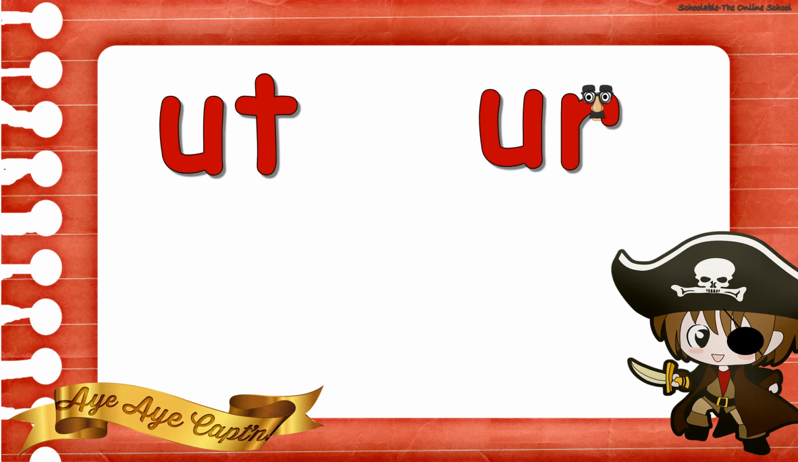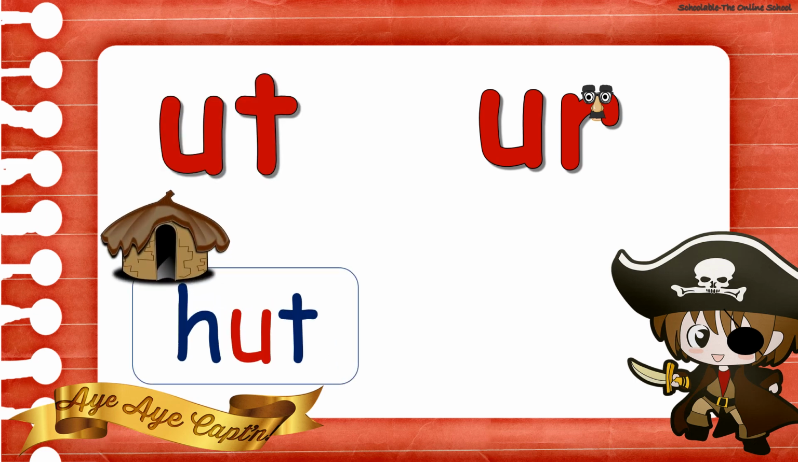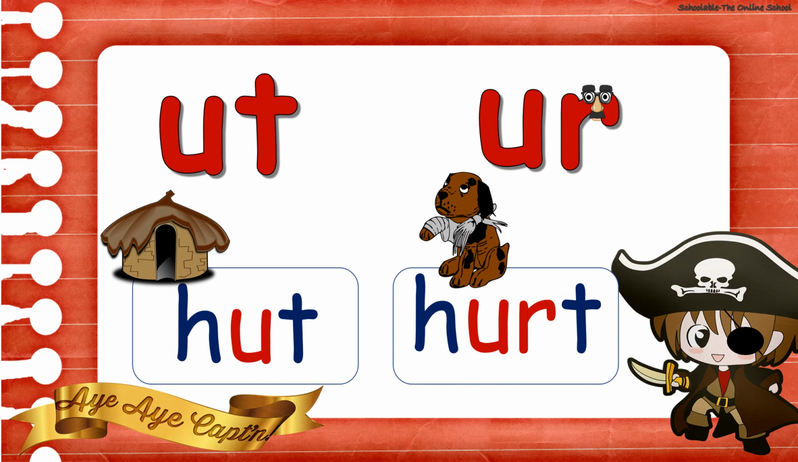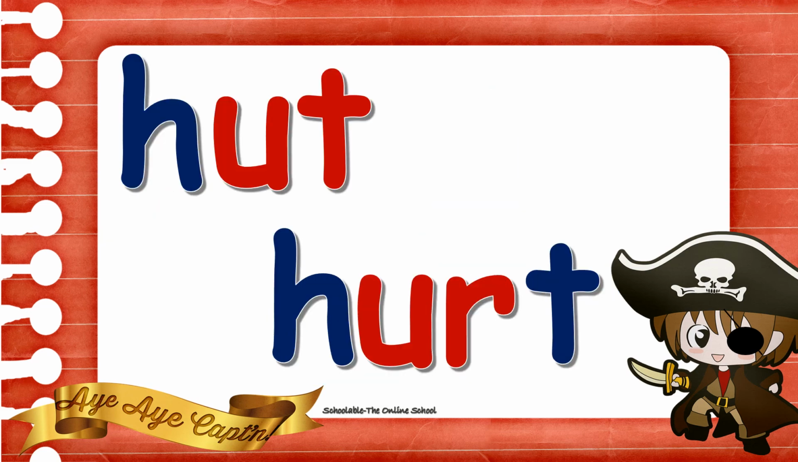The sound of the letter U is "u," as in umbrella. H, u, t, hut. The letters U and R together make the sound "er," as in hurt. H, u, t, hut. H, ur, t, hurt.